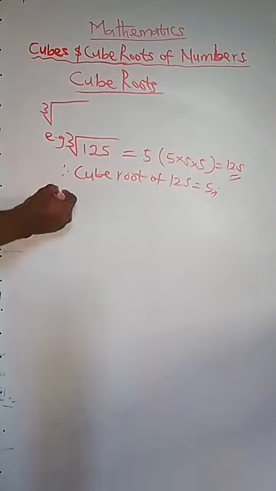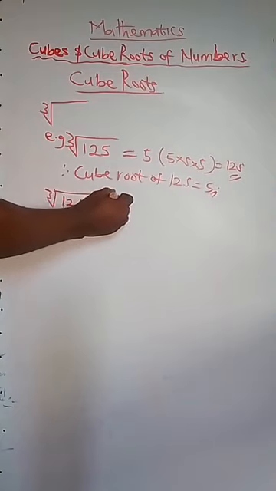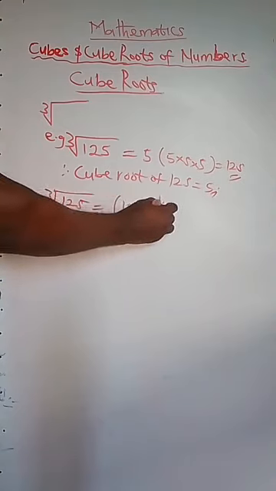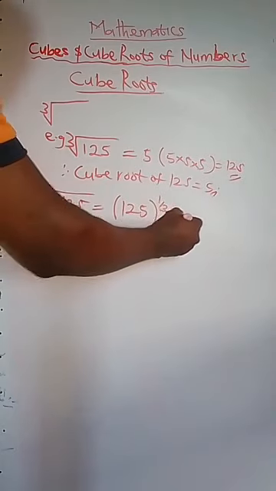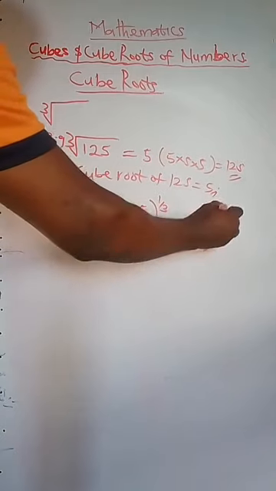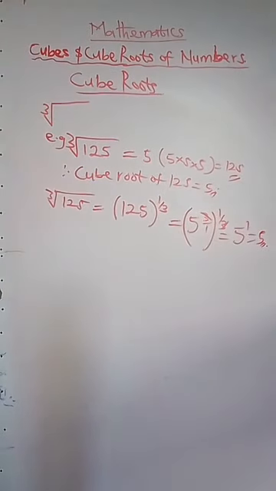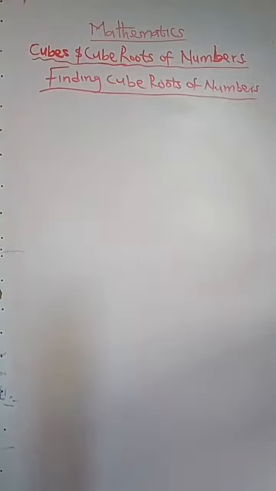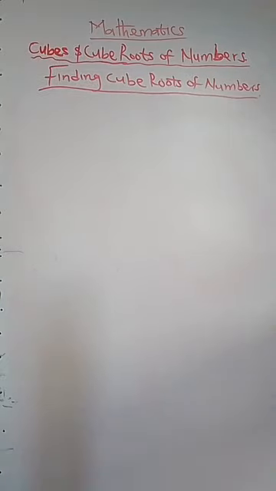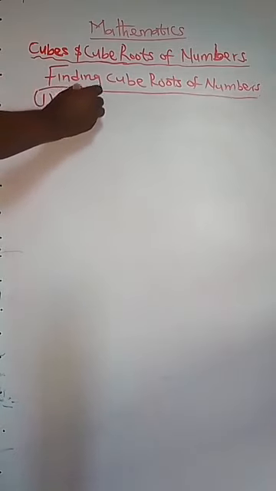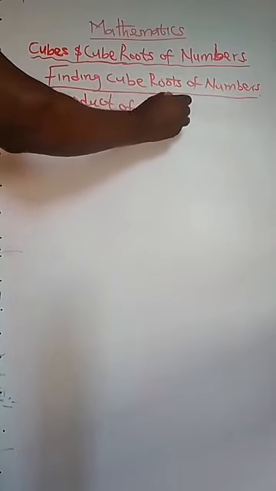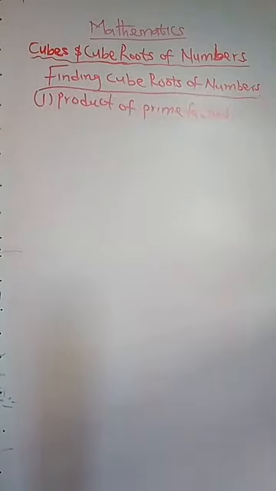And that is just the meaning. Cube root of 125 is the same thing as 125 raised to the power of 1 over 3. Alright? Then I can say 5 raised to the power 3, 1 over 3. That is how to express cube root of a number in mathematics. Now, let us look at how to find cube roots of numbers in mathematics. The easiest way to find the cube roots of numbers is by using product of prime factors. So let's look at some examples to understand how to use product of prime factors to find cube root of numbers in mathematics. Examples.